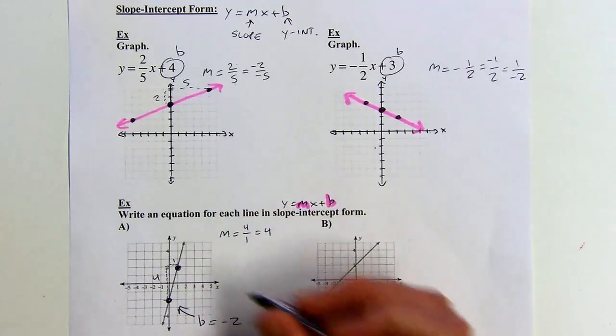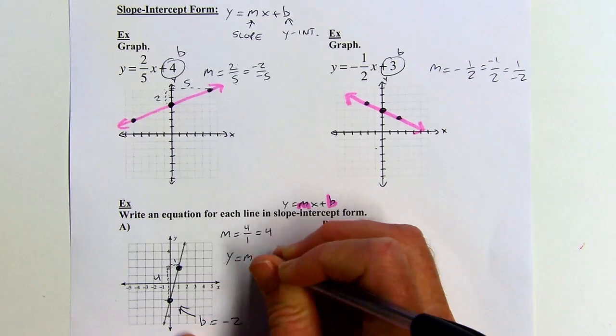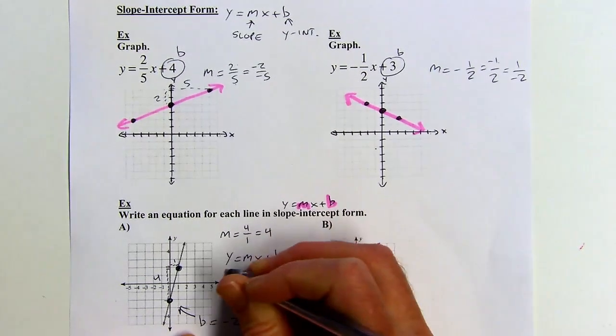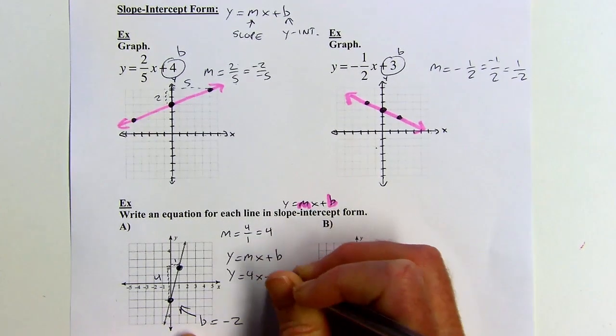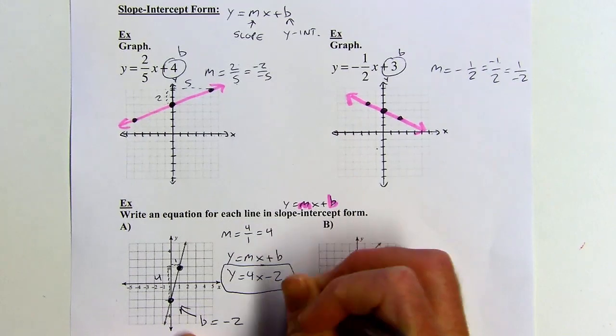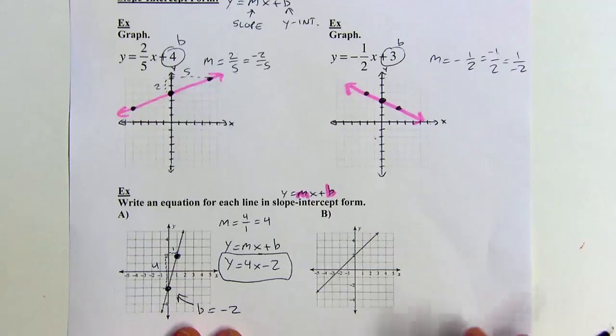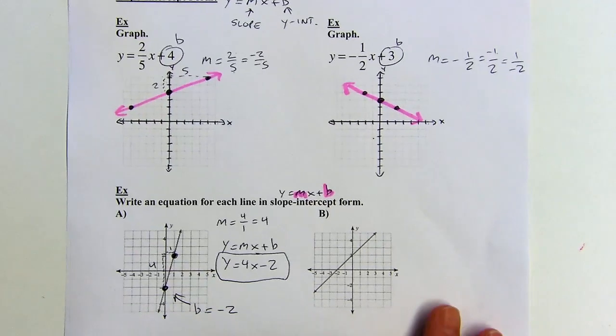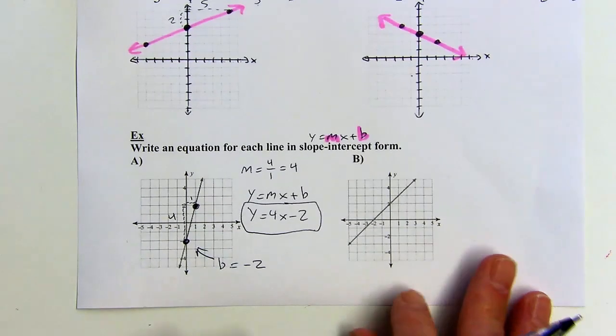And now I've got the two things that I need. So I'm thinking y equals mx plus b. That means y equals 4x minus 2. And there's my equation in slope-intercept form. Okay. All right, let's try another here on this next one.